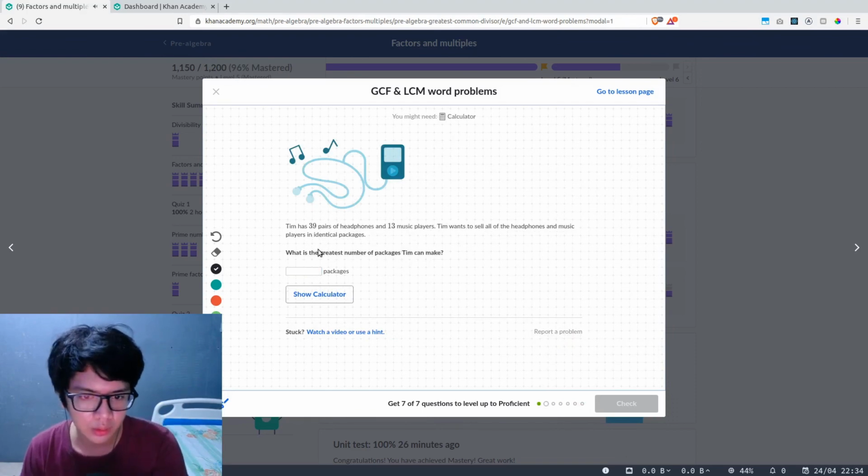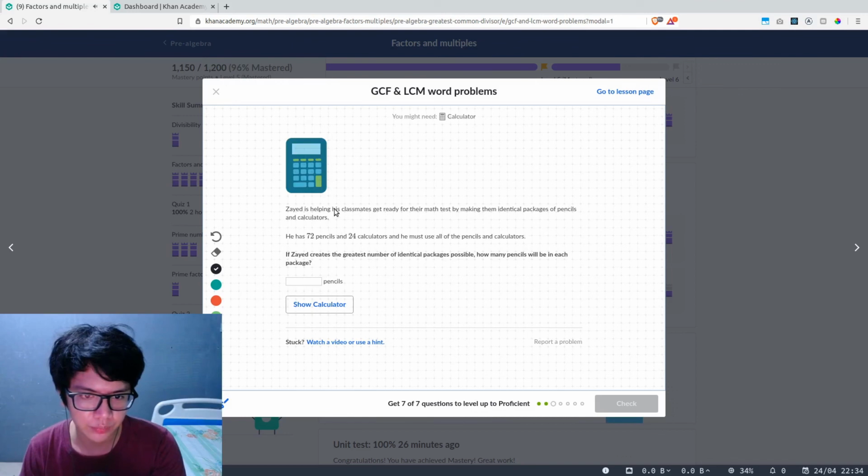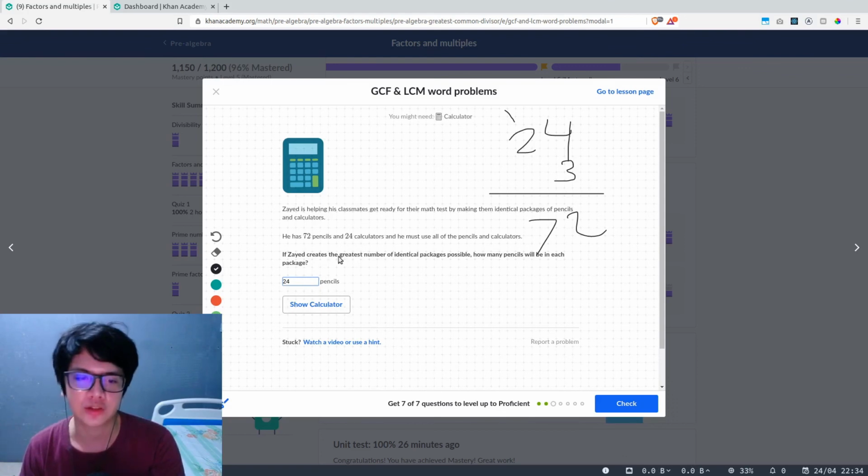Okay. 13. 13 goes in 3 times. 24. 12. 3, 6, 72. How many pencils will be in each package? Yeah, it's 24. Because in each pack there will be 3 packages and oh my gosh, correct.